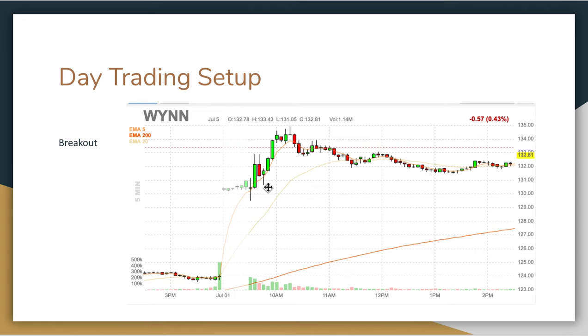So we traded it as a pullback stock. It made some decent moves, right, from 131 to 134, about a $3 move. Or similarly, if you want to trade the breakout, which is the break of the highs, you have some $1.50 move from here as well.